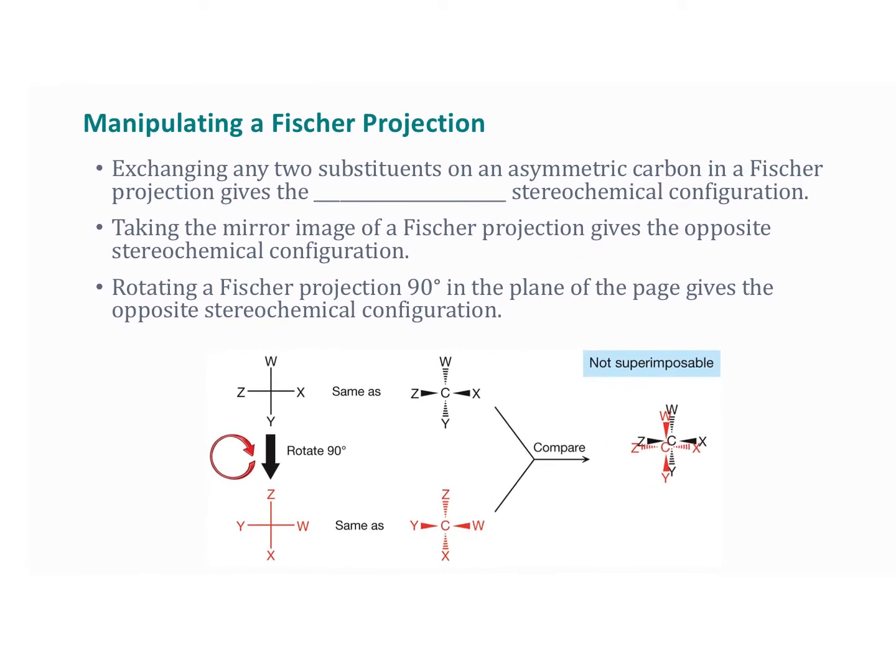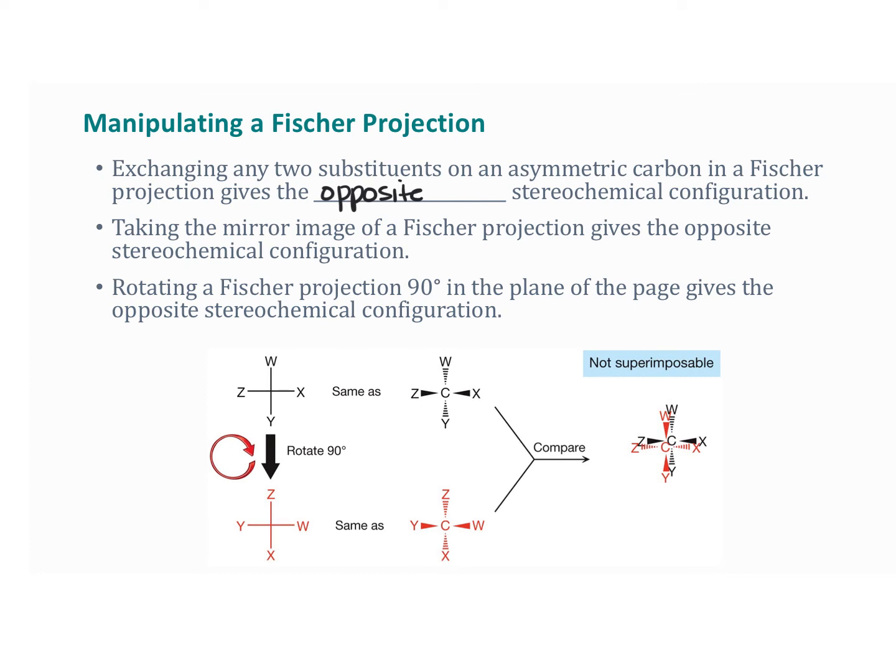So there's a few things to be aware of. If you exchange any 2 substituents on an asymmetric carbon in a Fischer projection, it gives the opposite stereochemical configuration, just like we saw with doing dashes and wedges. If you have the mirror image of a Fischer projection, right, that's going to be the opposite stereochemical configuration, just like how we saw before. But here is something that's kind of different. If you rotate a Fischer projection 90 degrees in the plane of the page, it gives you the opposite stereochemical configuration, and that was different.